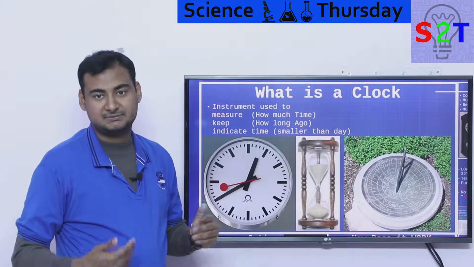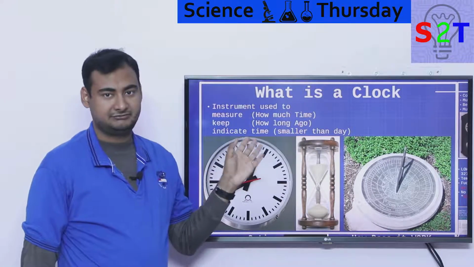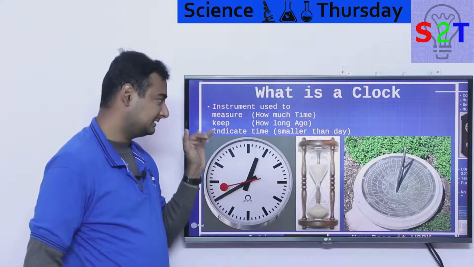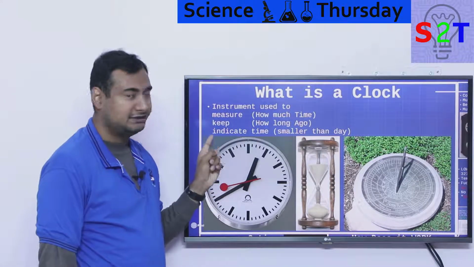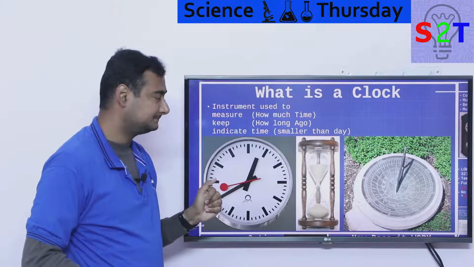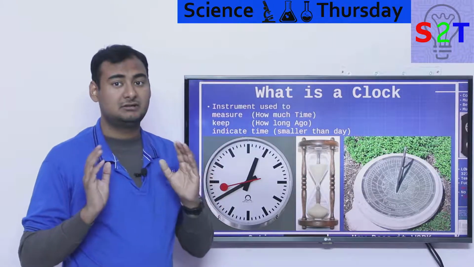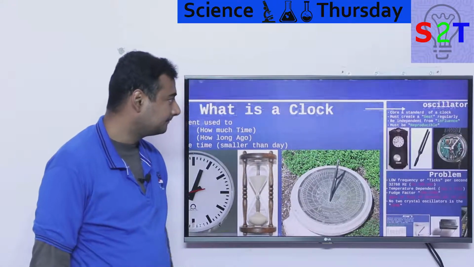Now indicate time, that's personal. No clock actually figures this out. We do it on top. This is the last layer that we add on. We have to make sure it can measure time and it can keep time. Basically it does not drift over time. So this is the function of a clock.